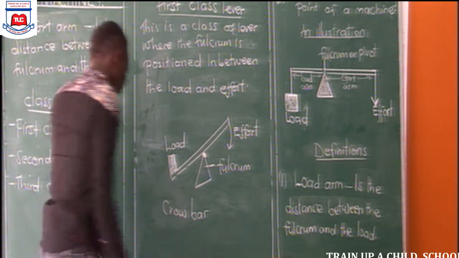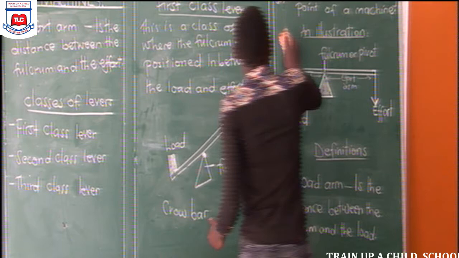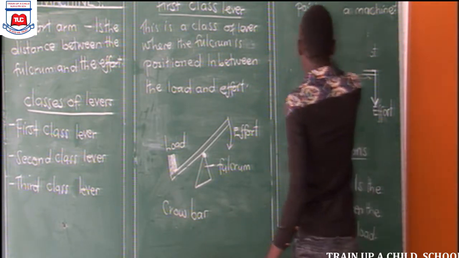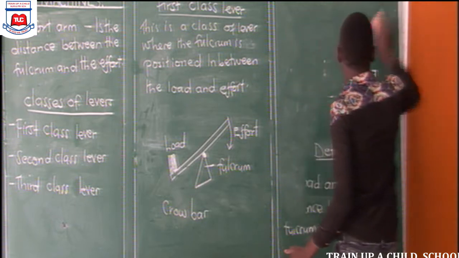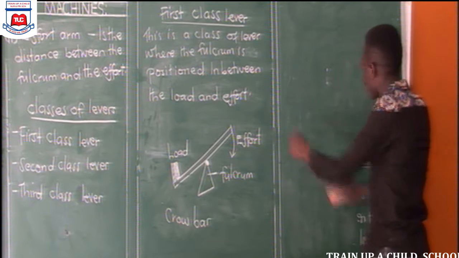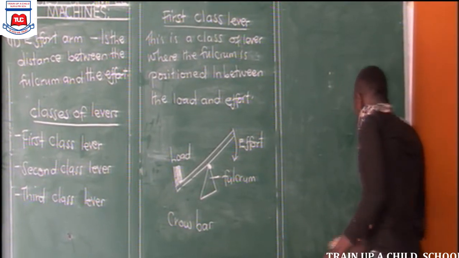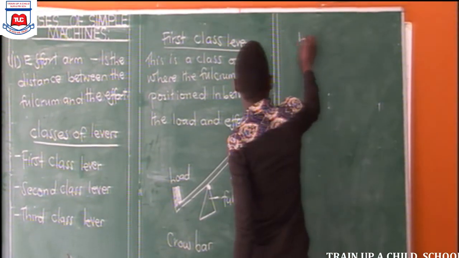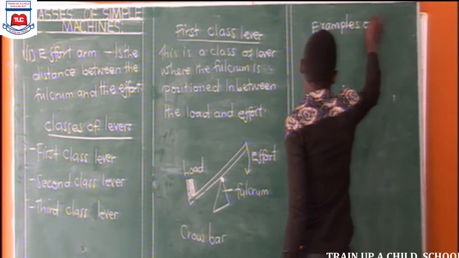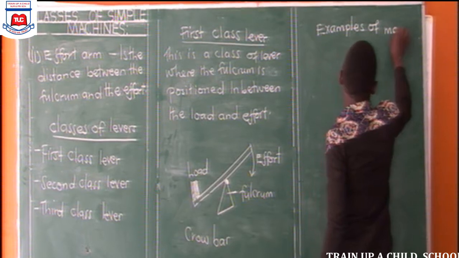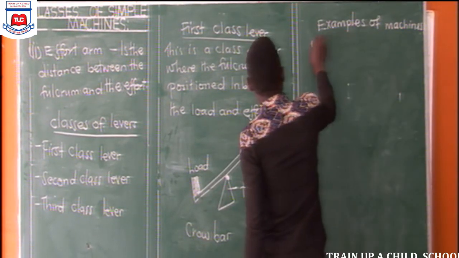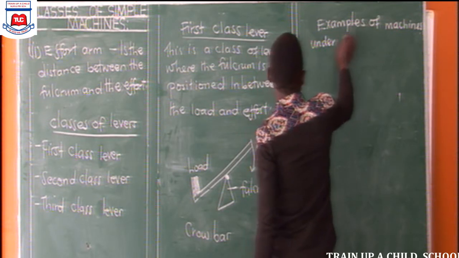So, without much ado, we would also want to look at the examples of the first class lever. What kind of machines are grouped in that class of lever? So let's look at examples of machines under the first class lever.